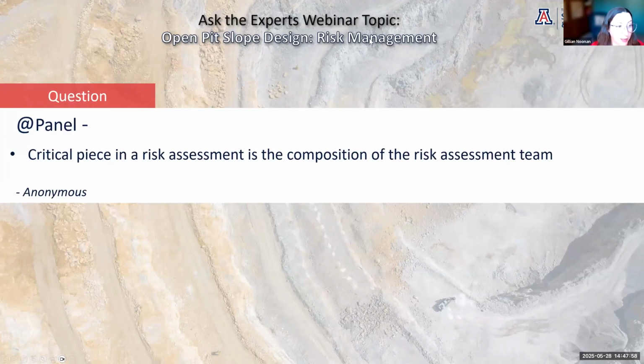So this person was saying that a critical piece in a risk assessment is the composition of the risk assessment team. Does the panel agree with this statement? Do you have any thoughts further about this statement? John, I see you unmuted. Go right ahead. Yeah, it's absolutely right. People have different training and different stakes in the decision, and they need to be there to participate. It's kind of the first big decision before you start anything: who needs to be in the room.